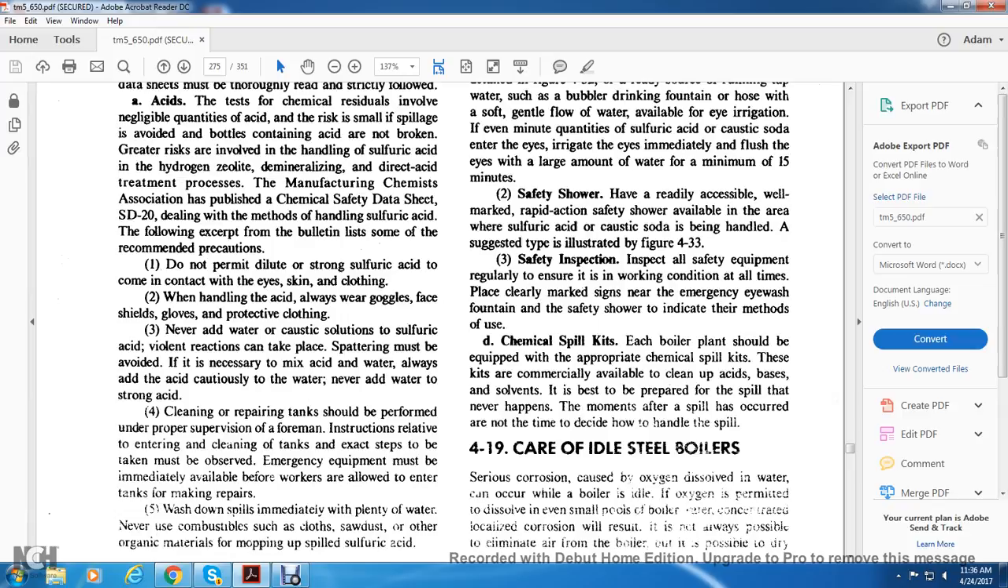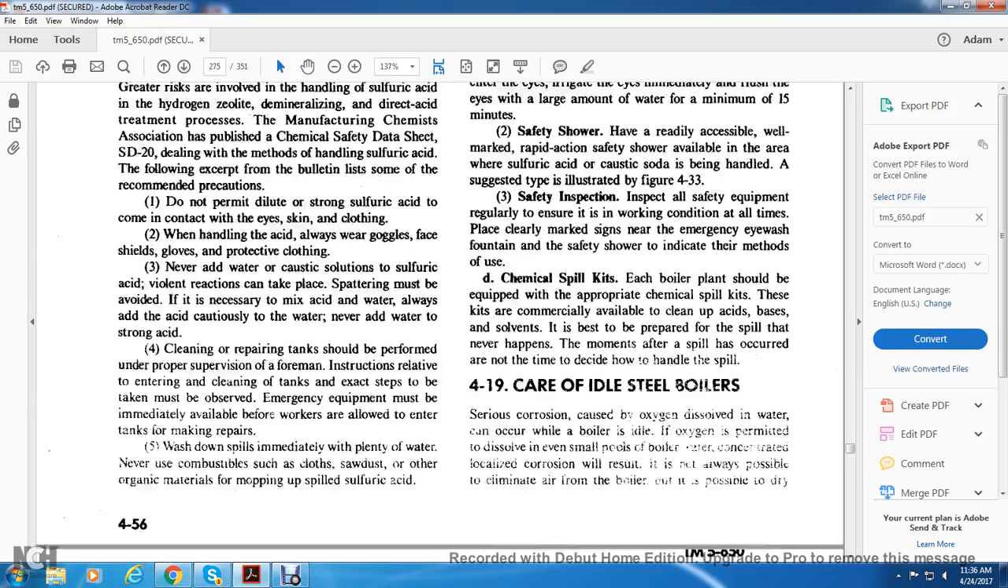1. Do not permit dilute or strong sulfuric acid to come in contact with the eyes, skin, or clothing. When handling the acids, always wear goggles, a face shield, and protective gloves. 2. Never add water to the strong solution of sulfuric acid. Violent reactions can take place, and splattering must be avoided. If necessary to mix the acid, always add the acid to cold water, but never add water to the strong acid.